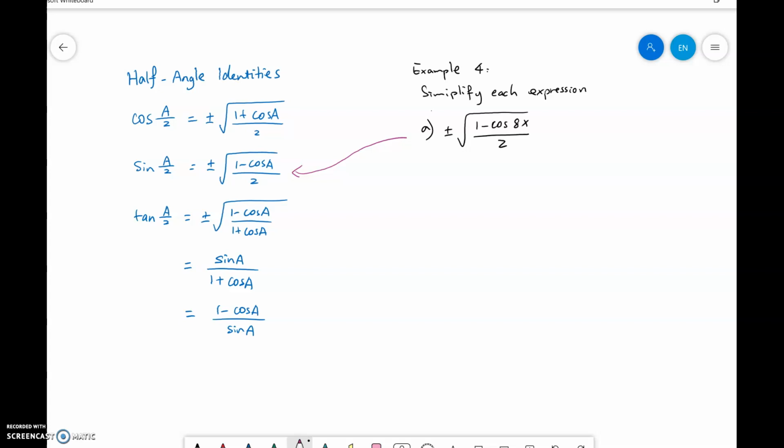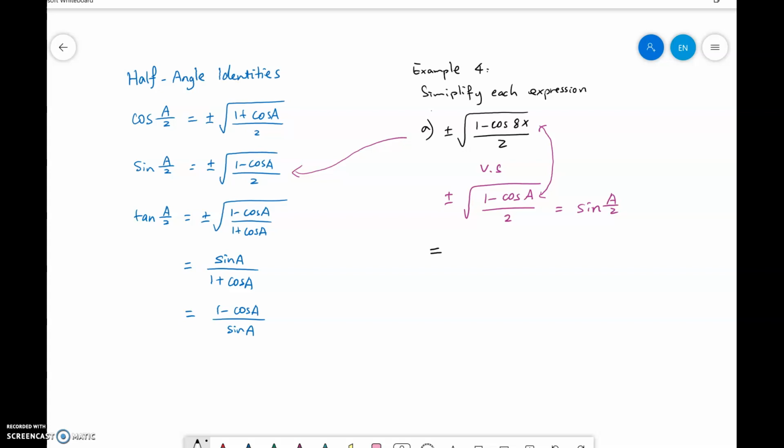So that means we can compare the sine of A over 2 formula with the expression we have. You can see that everything is the same. The only part that is different, the only part I can replace, is the 8x, which is actually our angle A. So that means I can simplify the expression.